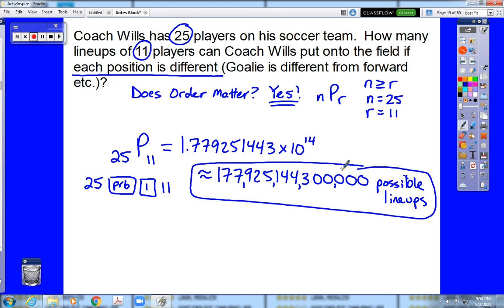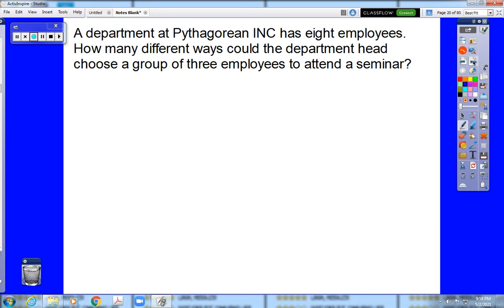Now those numbers are not always going to be that big, but permutations get big really fast. So don't be shocked if you get a big number. You should be familiar with scientific notation, and if it happens, you should be able to deal with it by giving me an approximation. Okay, so let's do some easier ones.